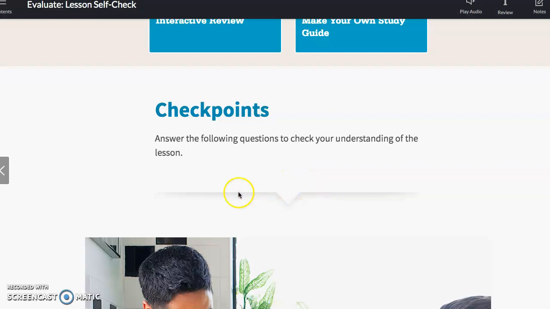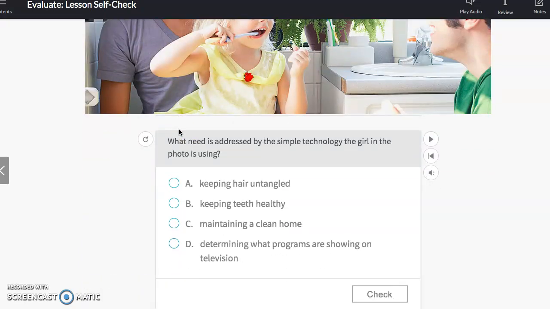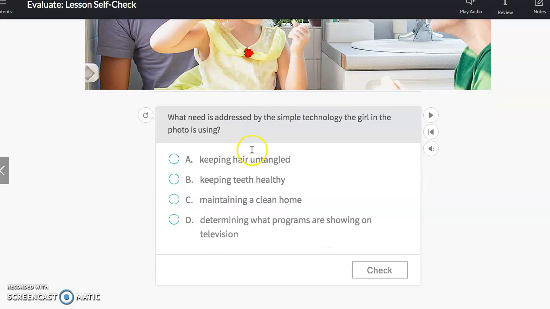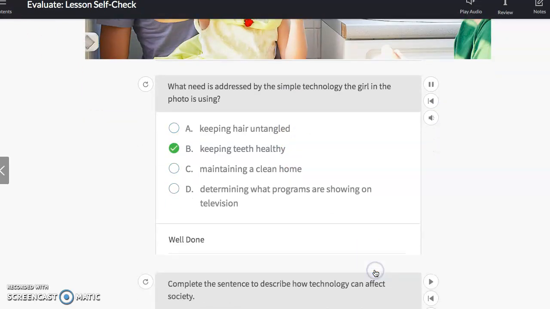Okay, so this checkpoint is talking about, you see a girl brushing her teeth and her parents are watching her. What need is addressed by this simple technology? Is she untangling her hair? Is she keeping her teeth healthy? Does she have a clean home? Or is she determining what programs are showing on television? Okay, well, she is using a toothbrush, so she is keeping her teeth healthy.